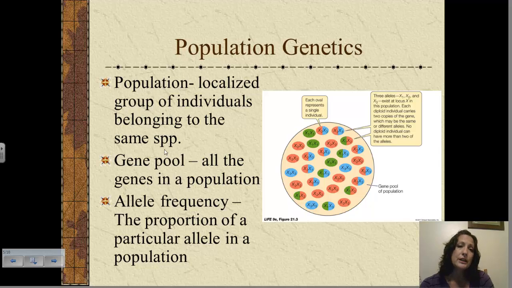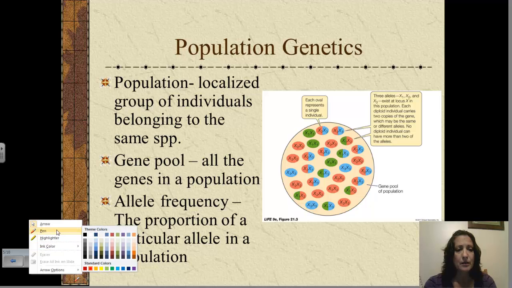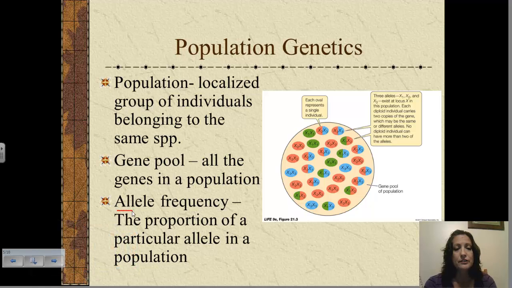What we're going to be looking at when we look at population genetics is not the genes of an individual, but the genes in a population. And all of the genes in a population we refer to as a gene pool. And then we'll be looking at the frequency of different alleles within that population. So we're going to be looking at allele frequency, and that is the frequency of the different variations of the gene in a population.